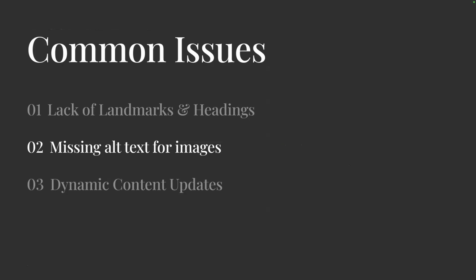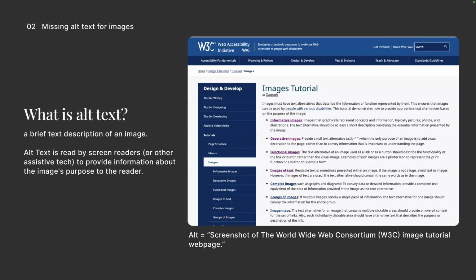Another common issue in web accessibility is missing alt text for images. I know this is a topic that people talk about all the time. Alt text is a brief text description of an image. It is read by screen readers to provide information about the image's purpose to the reader. When alt text is missing, screen reader users are usually left guessing what the image might be. They might miss out on some important information entirely. This can lead to confusion and even make the content inaccessible to them.